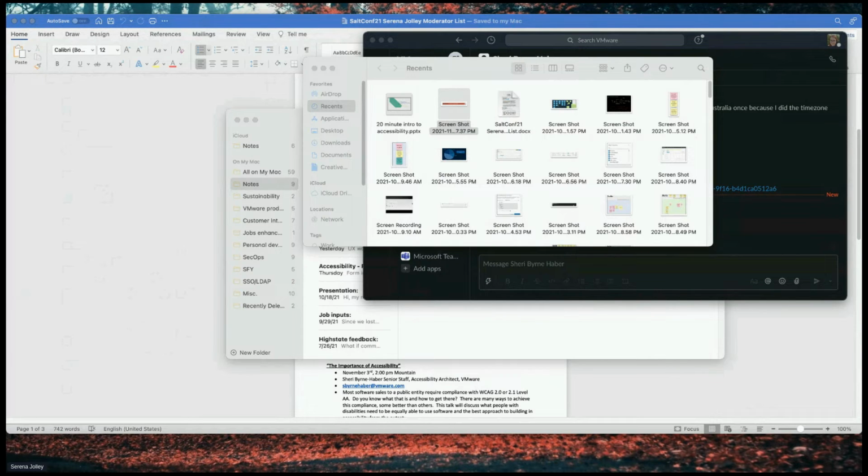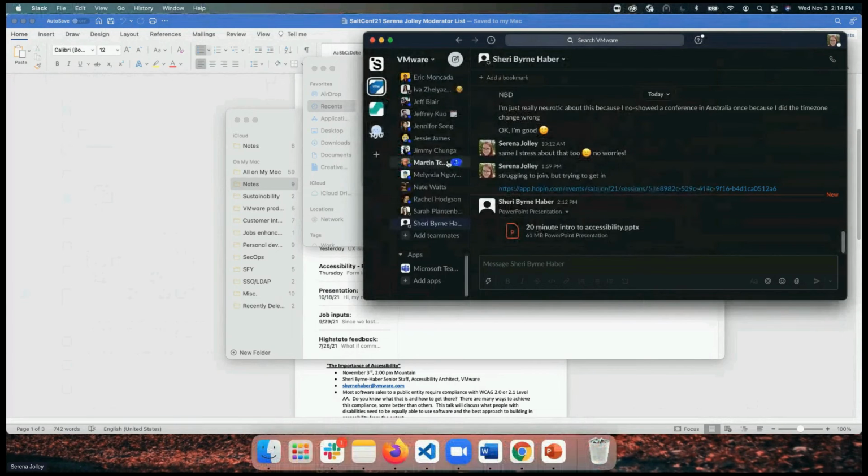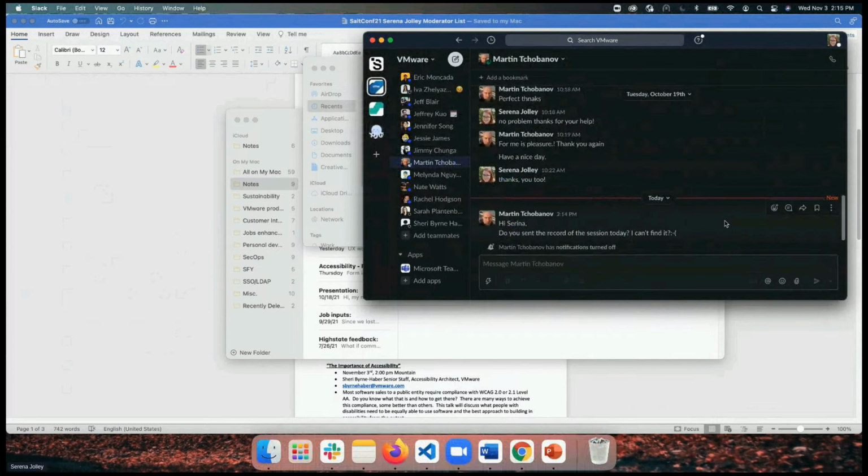2.1 level AA. So AA is the intermediate level. Every version of WCAG has A, AA, and AAA. A are the ones that you really have to follow, or you're going to be discriminating against a whole group of people with disabilities. AAs are the ones where, if you don't follow these, you're making it hard, and AAAs are the nice to have. Most people don't do AAA, so you don't have to worry about that. So 2.1, AA, for right now, you're going to be good everywhere.